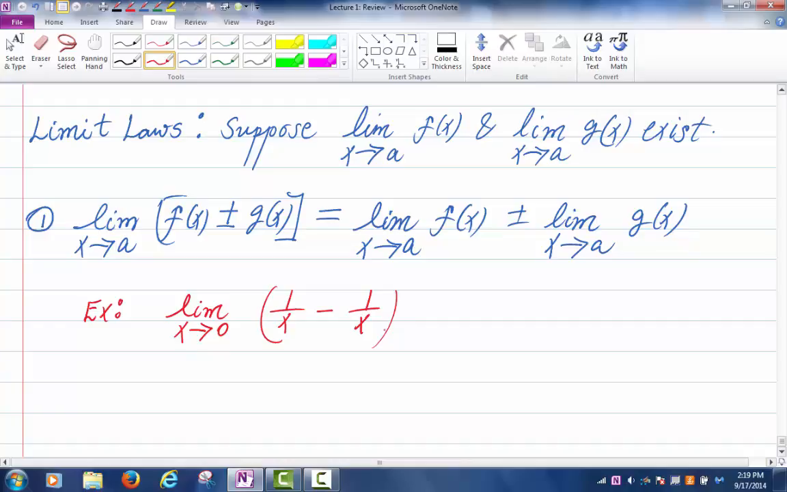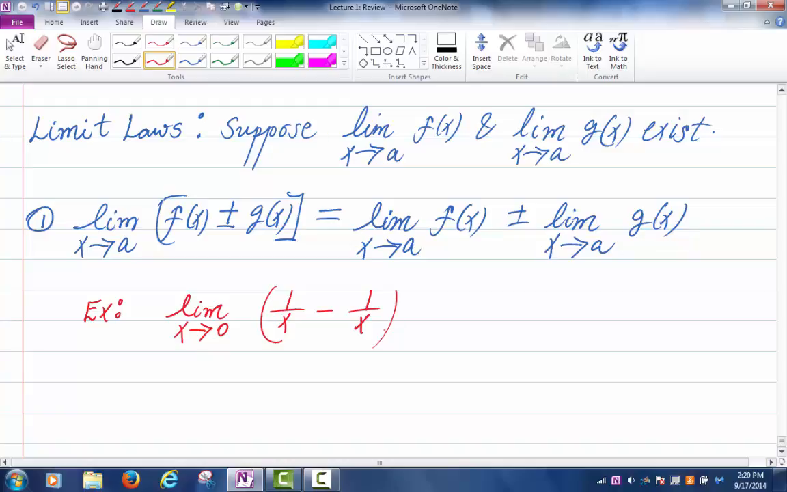However, notice, so I cannot take the limit here. Am I allowed to take the limit term by term? No, I cannot. I mean, if I do, then what would be my answer? I would say that the limit of this guy doesn't exist, this guy doesn't exist, so the limit doesn't exist. But this rule you cannot apply if the limit of each term does not exist. This rule doesn't apply if the limit of each term does not exist.